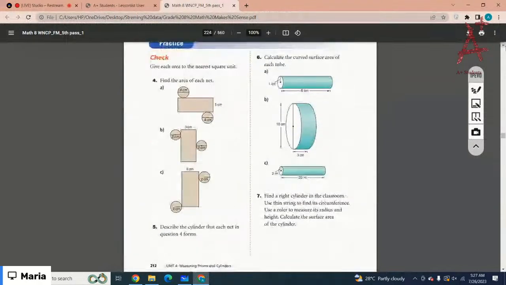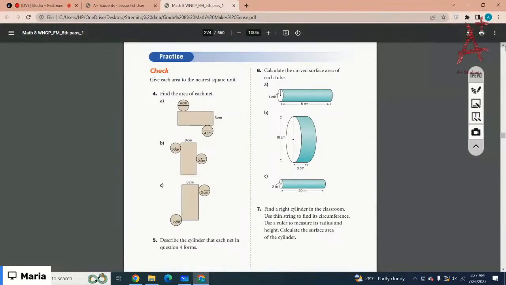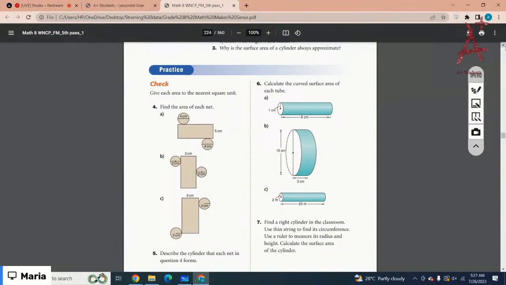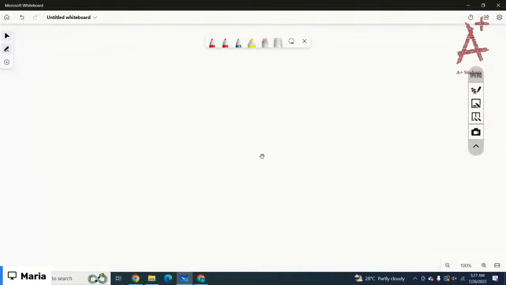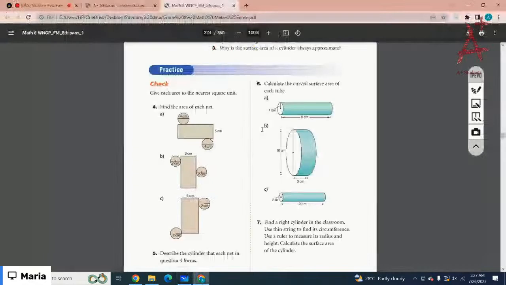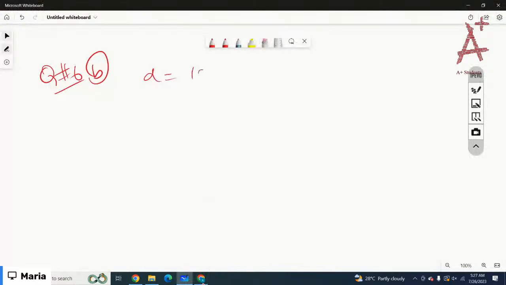Okay, question number 5. Describe the cylinder that each net in question number 4 forms. Okay, let's just look at question number 6b. I'm going to do question number 6b. Okay, you are given the diameter. The diameter is 10. Got it? You can calculate the radius. Radius equals diameter divided by 2. That means it is 5.